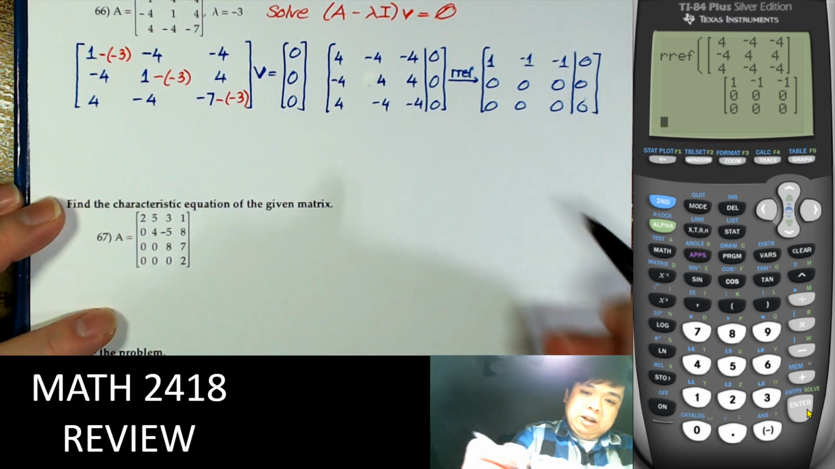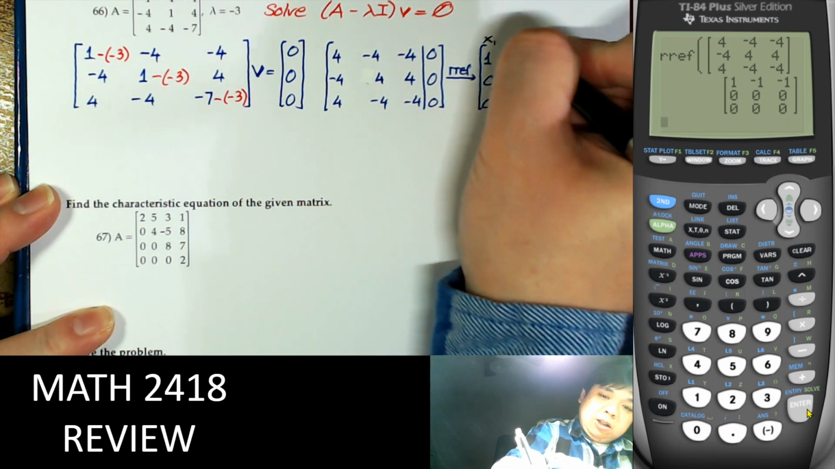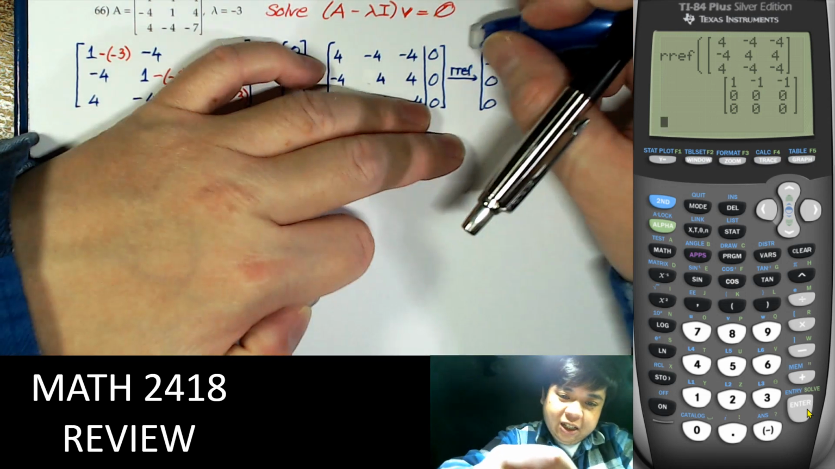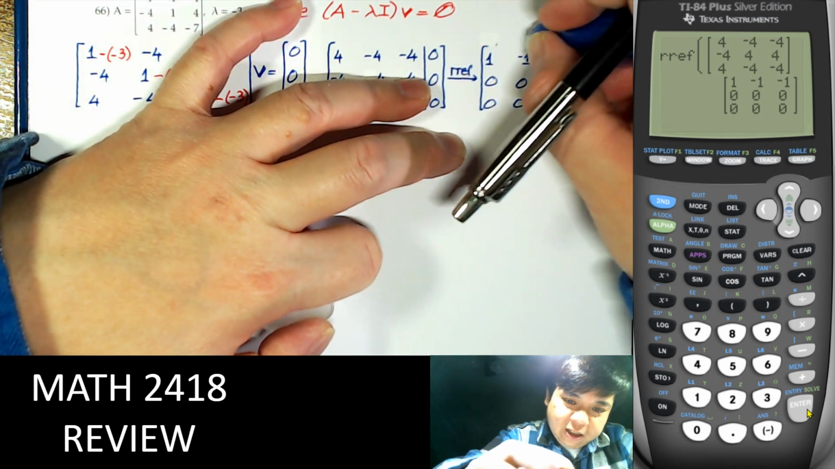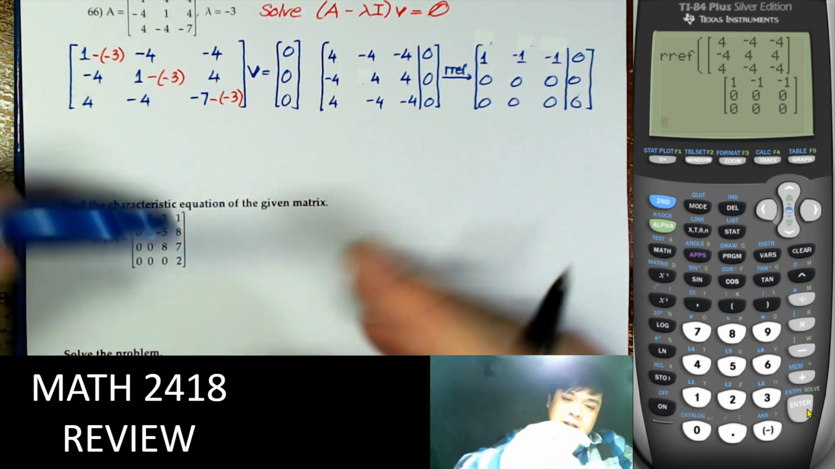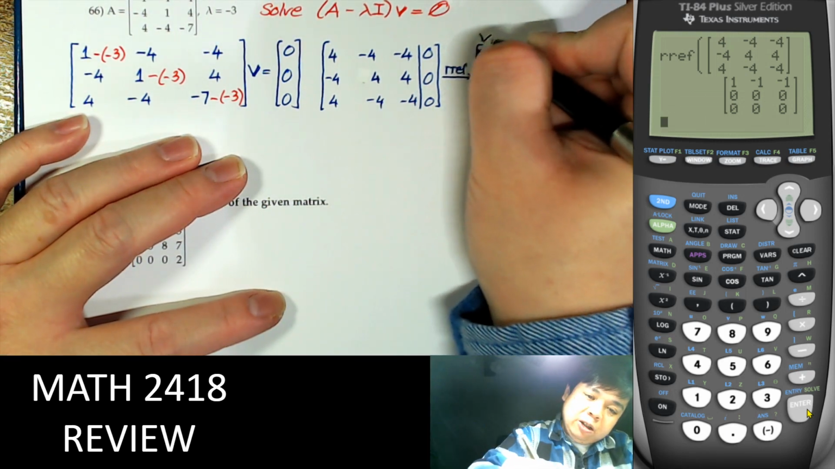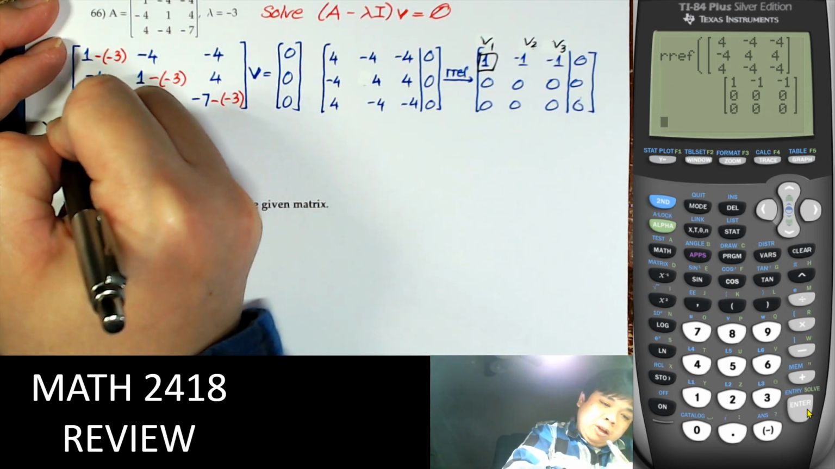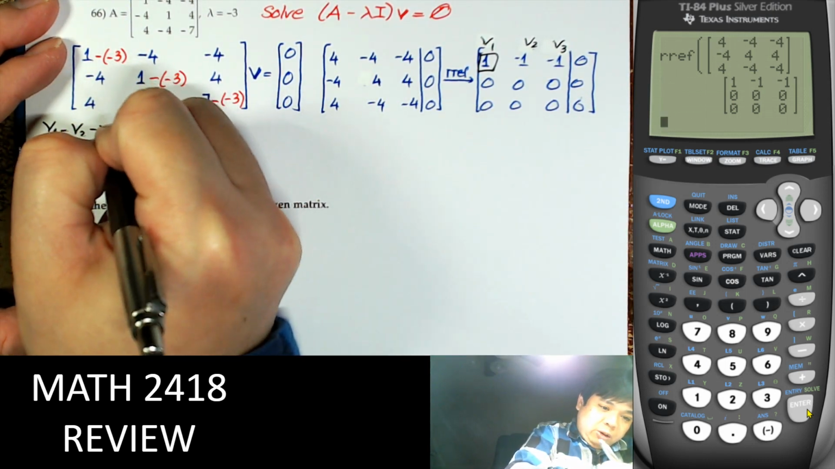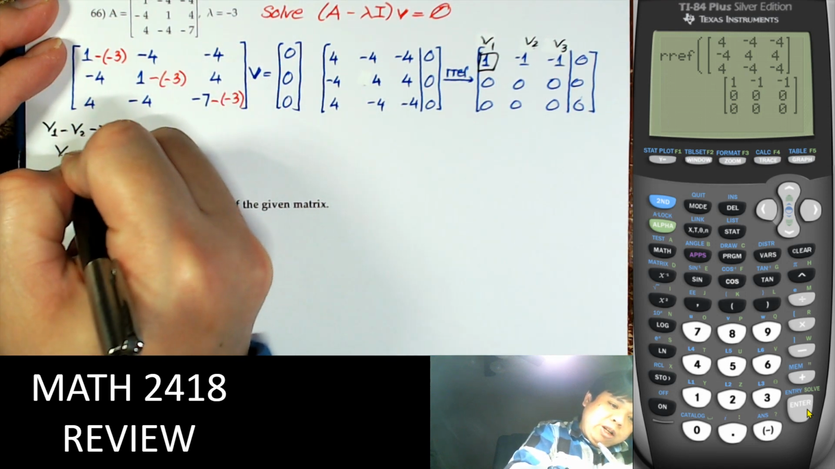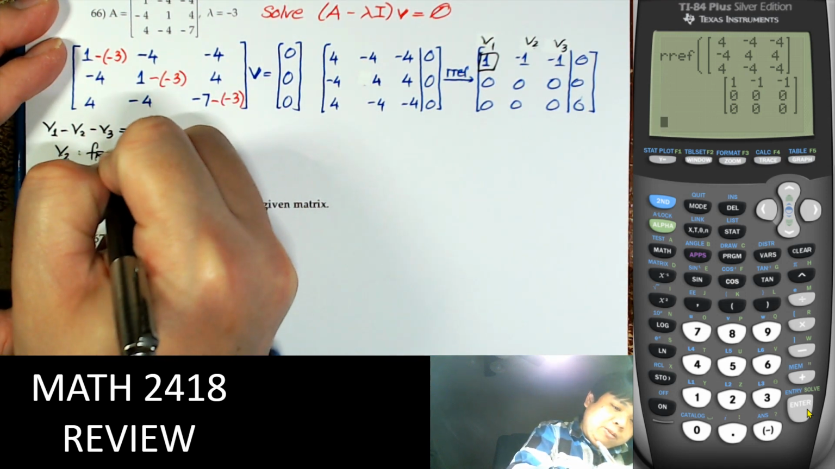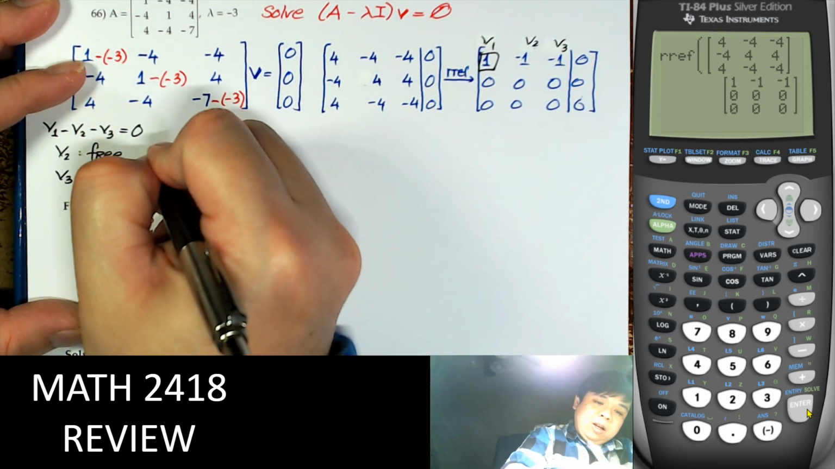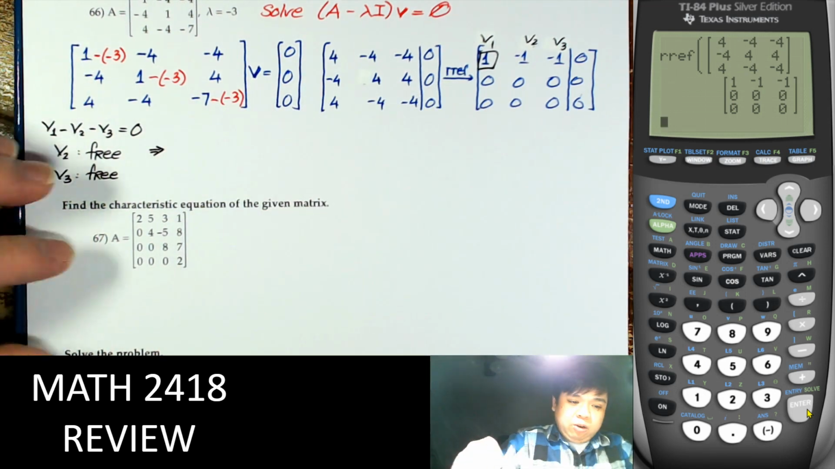So for that, we can have the first x1, x2, x3. Let's use v in this case because we're solving for v. And the pivot is on v1. So we say v1 minus v2 minus v3 equal to 0. v2 and v3 are free. So that gives us, we can write the solution as follows.